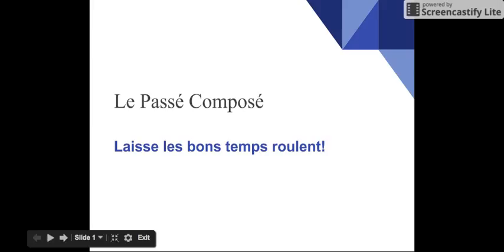Today we are going to be talking about le passé composé, which is the past tense. We're going to quickly review the past tense of regular verbs, which you would have done in grade 8, and then we will move on to le passé composé des verbes irréguliers, which is the past tense of irregular verbs. So, a quick review.